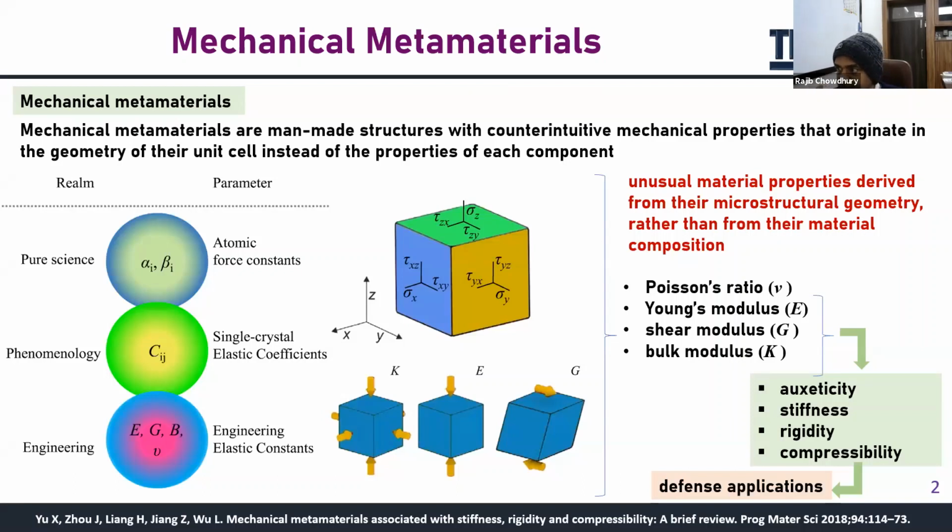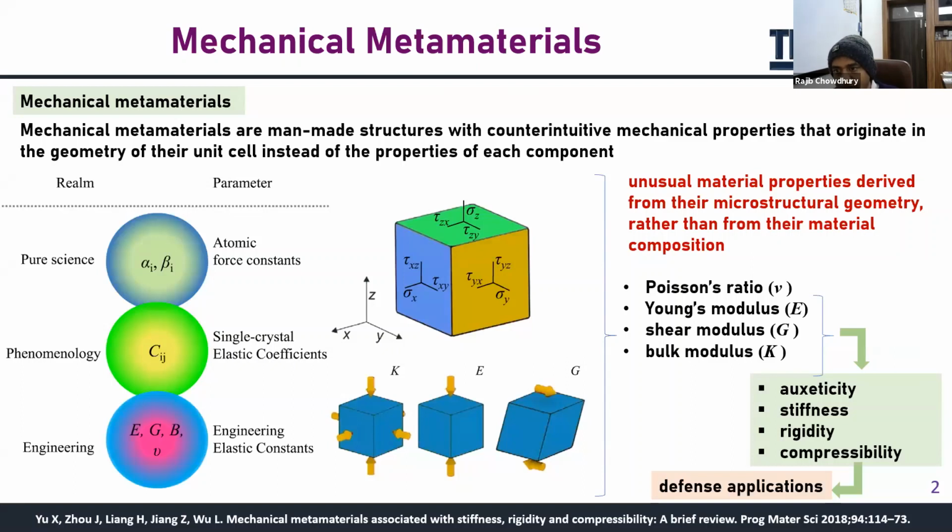That is what I am saying, which originates from their unit cell instead of the properties of each of the components. So the typical mechanical metamaterials are generally associated with stiffness, rigidity, and compressibility. And typically the mechanical metamaterials are closely correlated with four elastic constants, for example, the Poisson ratio, Young's modulus, shear modulus, and bulk modulus. So these materials possess unusual mechanical properties that are derived from their microstructural geometry rather than from their material composition.